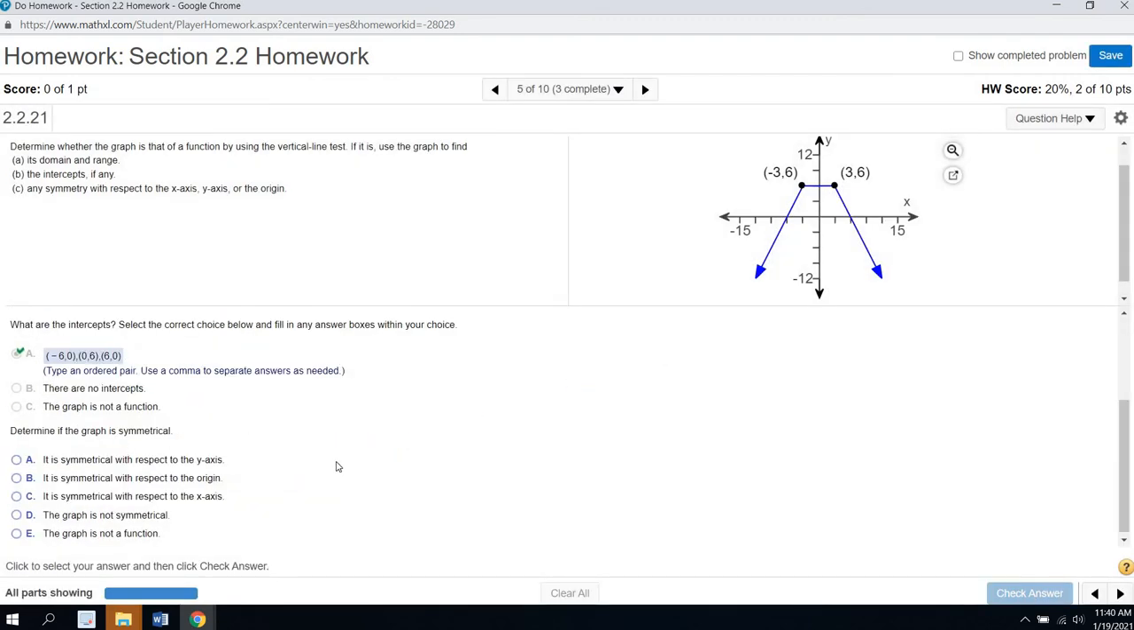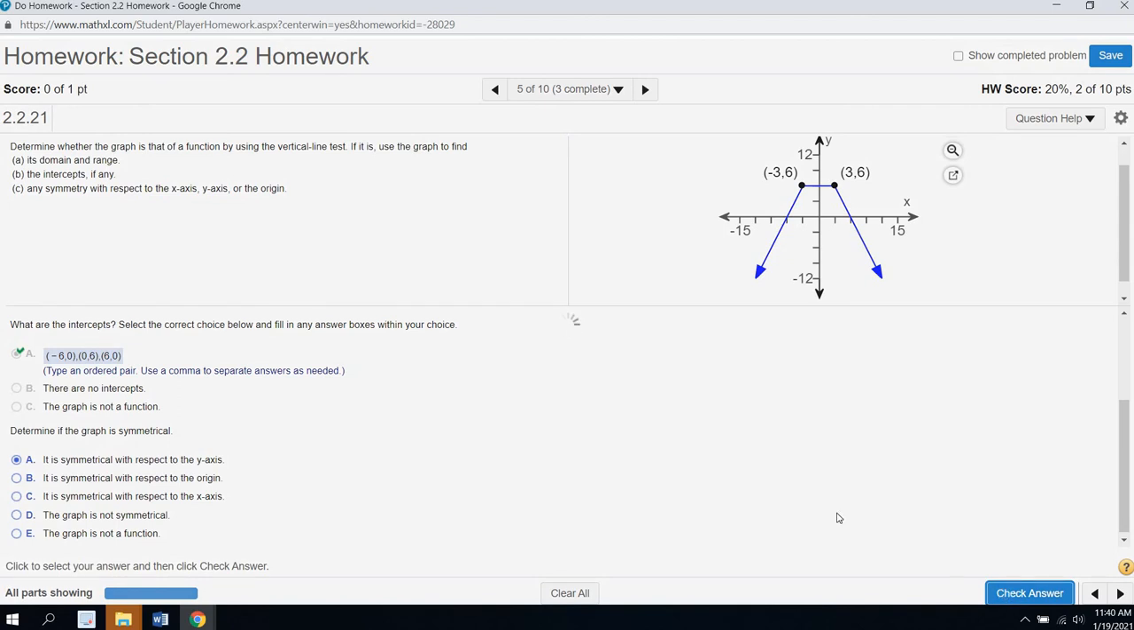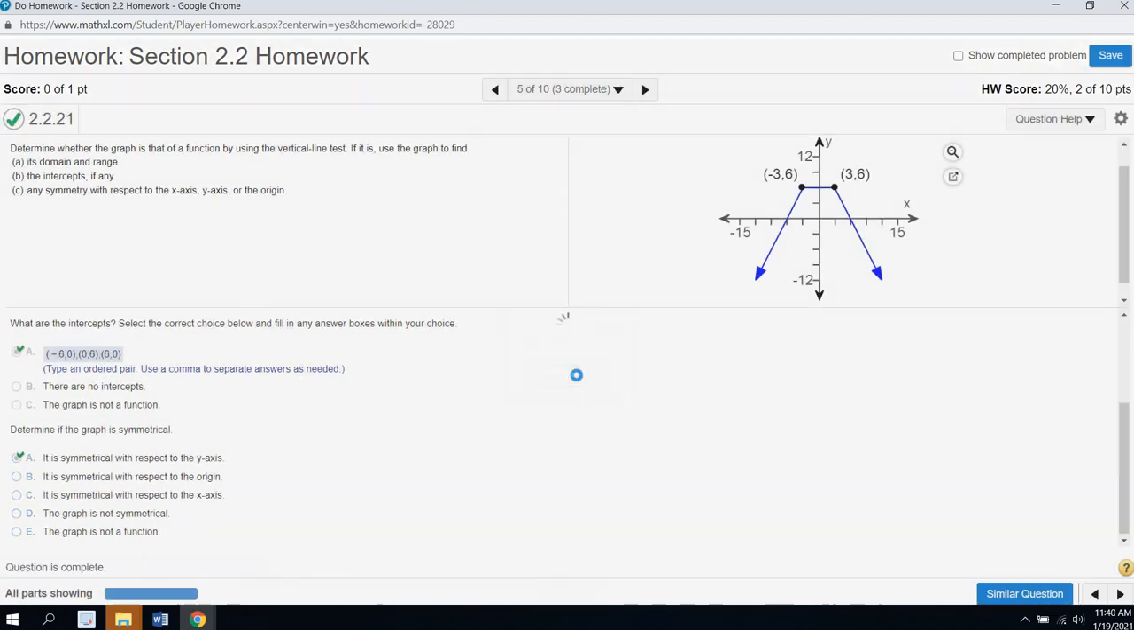to put them in. So is it symmetric with respect to the y-axis? It does look that way. It looks like this piece right here is completely mirrored over the y-axis. Certainly it doesn't have x-axis symmetry because we don't have anything down here. And it's not symmetric with respect to the origin because this piece right here isn't down here. And so I'll check that. I think that's the only one. And it's moving me on to the next question.